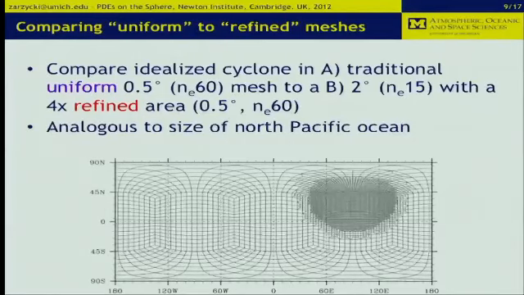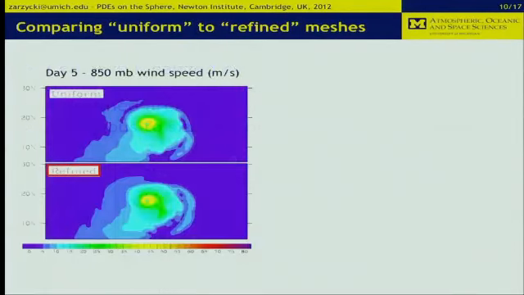And it's going to be roughly analogous to the size of the North Pacific Ocean. So we start the cyclone and let it go and let it simulate without any other forcing on it. So after 5 days, on the top here, we have our tropical cyclone that's embedded in that globally uniform mesh, and in the bottom, in that refined mesh.